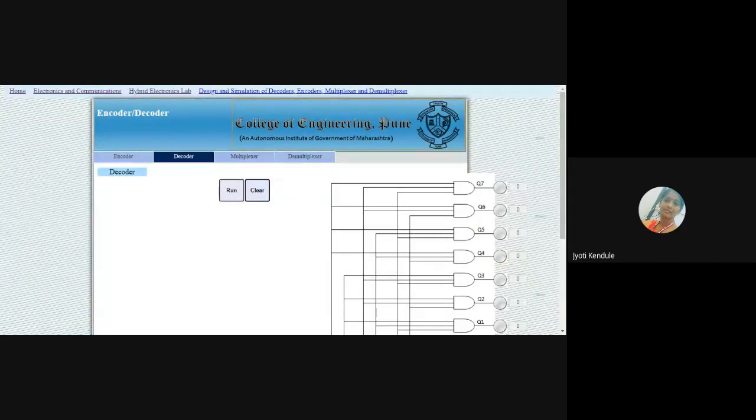Okay, you note down this link: portal.coep.vlab.ac.in/vlab. You can sign in there and you will get different types of simulations. You can check any type of simulation here.